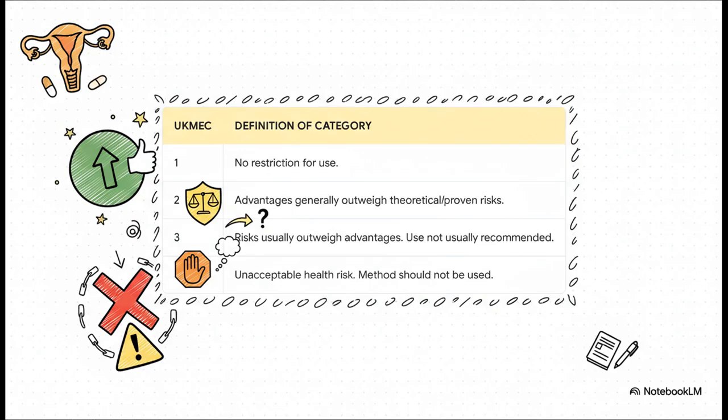UKMEC 2, the advantages generally outweigh the risks. This is your proceed but with caution zone. UKMEC 3, okay, now the risks are probably outweighing the benefits. Use is not usually recommended, and you should probably be thinking about getting an expert opinion. And UKMEC 4, unacceptable health risk. It's a hard stop. The method is contraindicated.